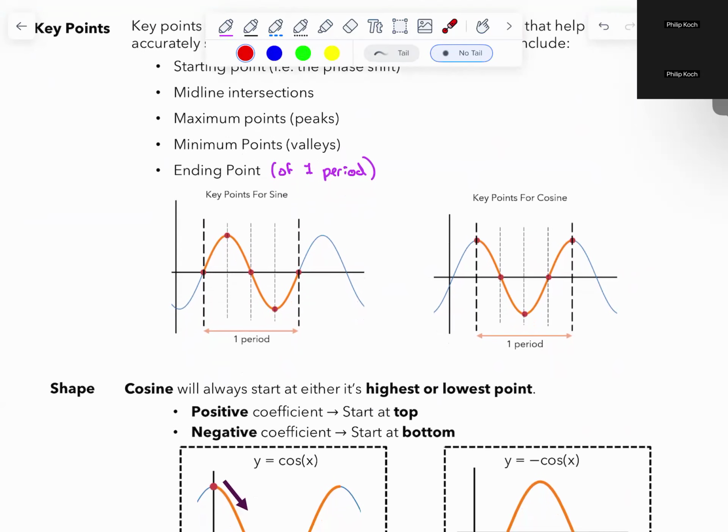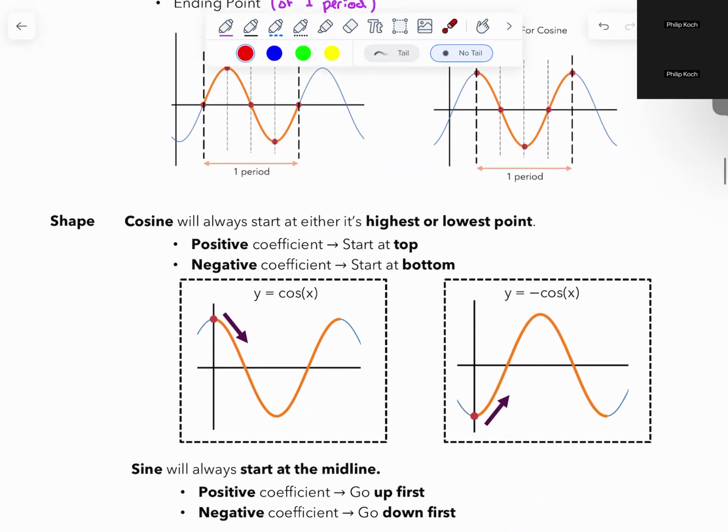And with regards to the shape, cosine will always either start at its highest point or its lowest point, depending on the coefficient. A positive coefficient means you're going to start at the top and go down and then back up, whereas a negative coefficient means you're going to start at the bottom and then go up and then back down. So for example, right here, it could be y equals positive cosine of x, or it could be positive 5 cosine of x, because I didn't give any scaling on the y or the x-axis, so it's impossible to know. But the negative cosine starts at the bottom and then works its way up top. Any questions so far?